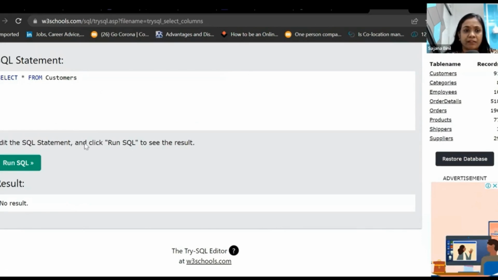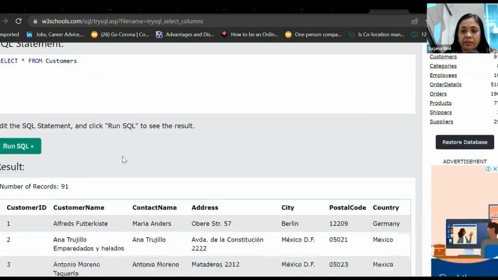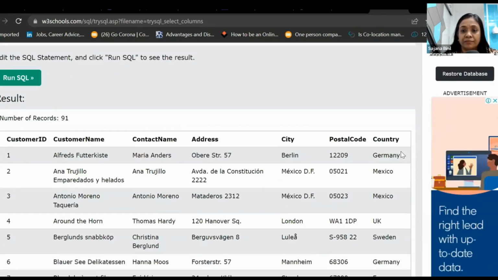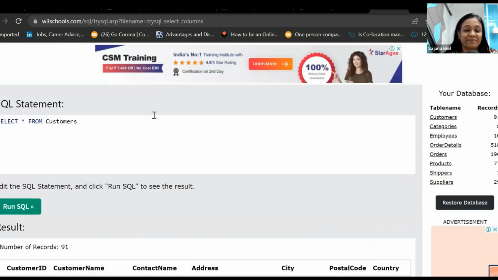Now, when I do a select star from customers, it shows me records where Berlin and Germany are together. What is the mistake? Good job. Yes, I want you guys to point out the mistakes like this.